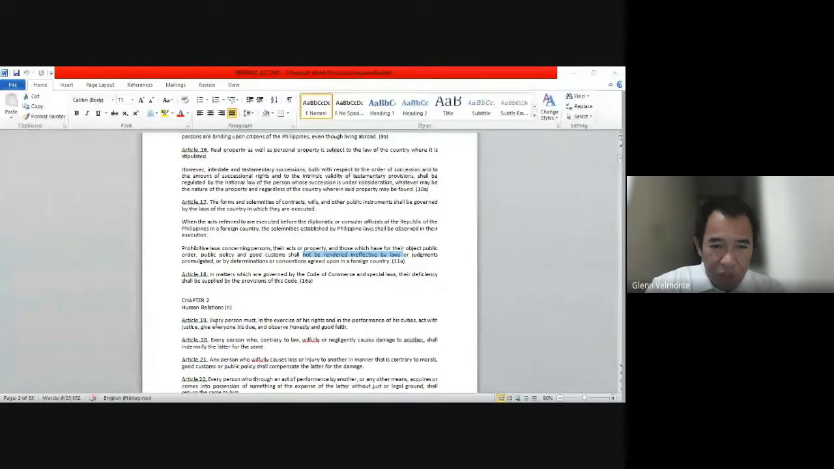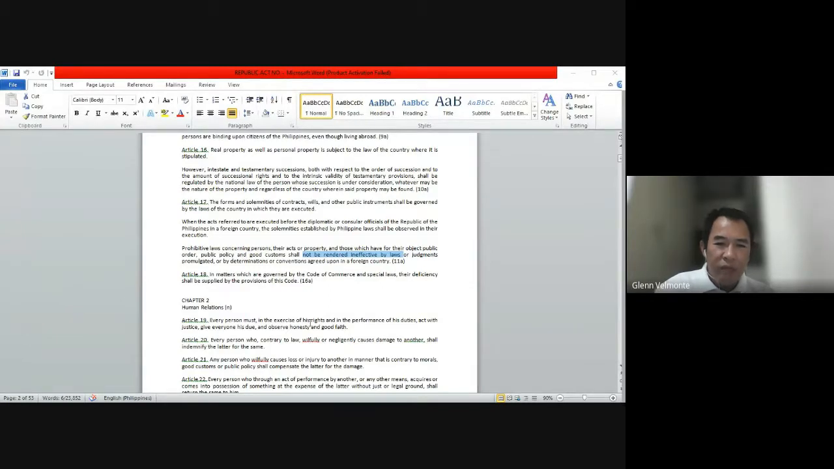Every person must, in the exercise of his rights and in the performance of his duties, act with justice, give everyone his due, and observe honesty and good faith. I give you time to memorize it. Put it in your cerebellum, in the inner cortex of your brain. Retrieve it when necessary so that you will not forget.